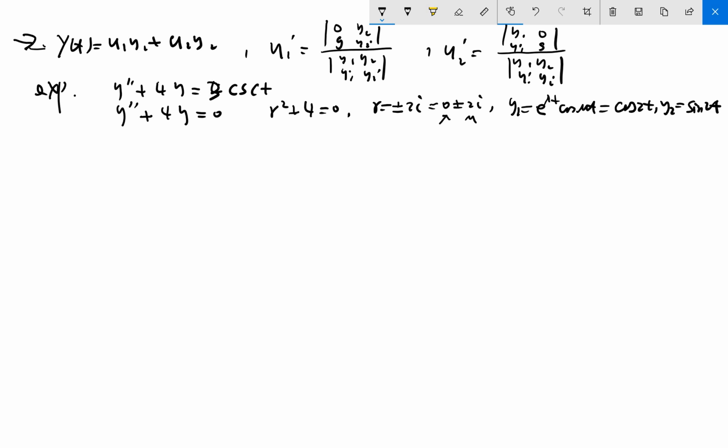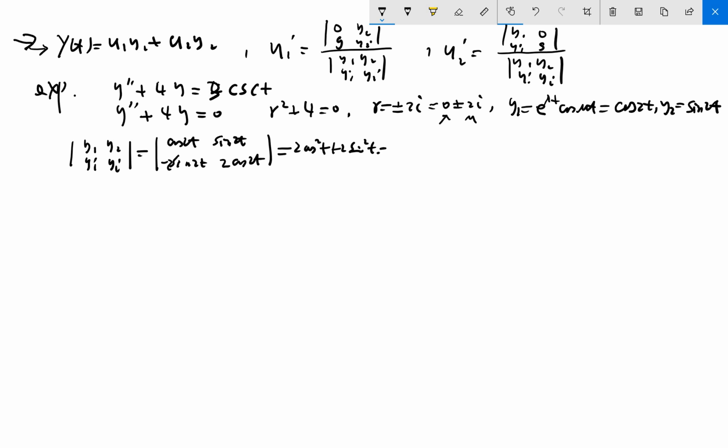So to find the capital Y of t, we just need to find u1 and u2. To find u1 and u2, we need to find u1 prime and u2 prime first. So first, let's find the Wronskian determinant of y1, y2, y1 prime, y2 prime. For this case it is cosine 2t, sine 2t, and y1 prime is negative 2 sine 2t, right? And this one gives you 2 cosine 2t. Finally the determinant gives you 2 cosine squared t minus negative 2 sine squared t, which gives you 2.